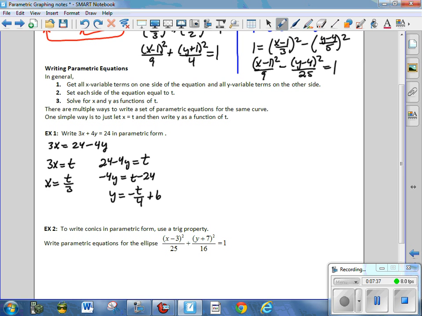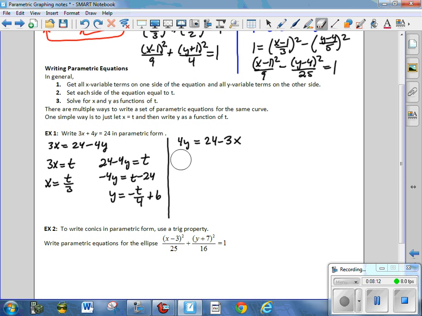Now, that's not the only way, because I could also say, what if I got x on the other side? And I would say 4y is equal to 24 minus 3x. I would get a different set of parametric equations. I would get t is equal to 4y, and t is equal to 24 minus 3x. And then I could say, actually I'd rather write them the other way around.